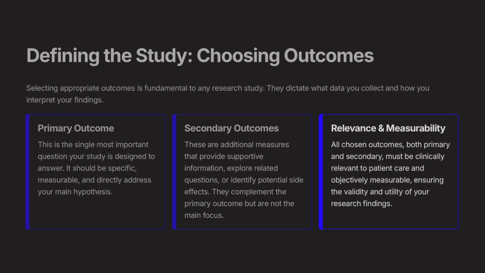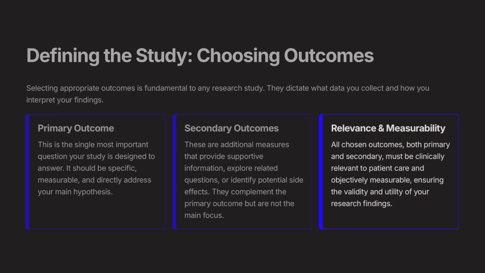Now, all chosen outcomes must be clinically relevant for patient care. This is going to be important because this is what the reviewers are going to see. And they will obviously see whether it is objectively measured or there are subjective elements to it. If you are including subjective elements, it is going to make your study poorer than an objectively measured outcome, and ensure the validity of what you're testing.